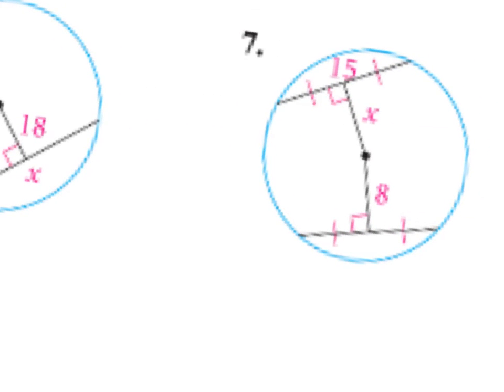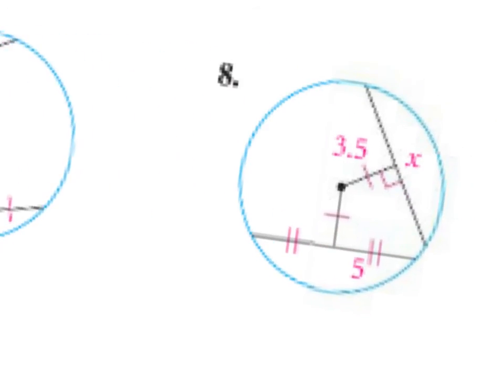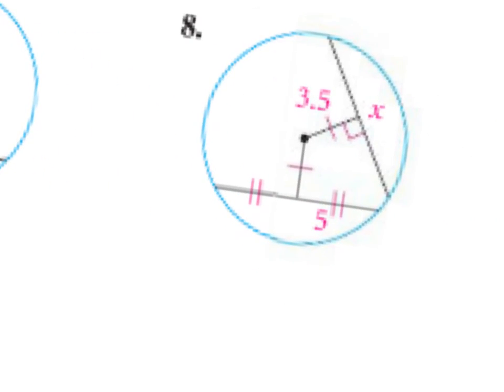And then number 8, or 7, this is equal to this, making 90, these two have to be equal, so it has to be 8. And then if this is 5, and this is 5, and 90 are bisecting it, then this has to be equal to 10 because all the way across is 10.